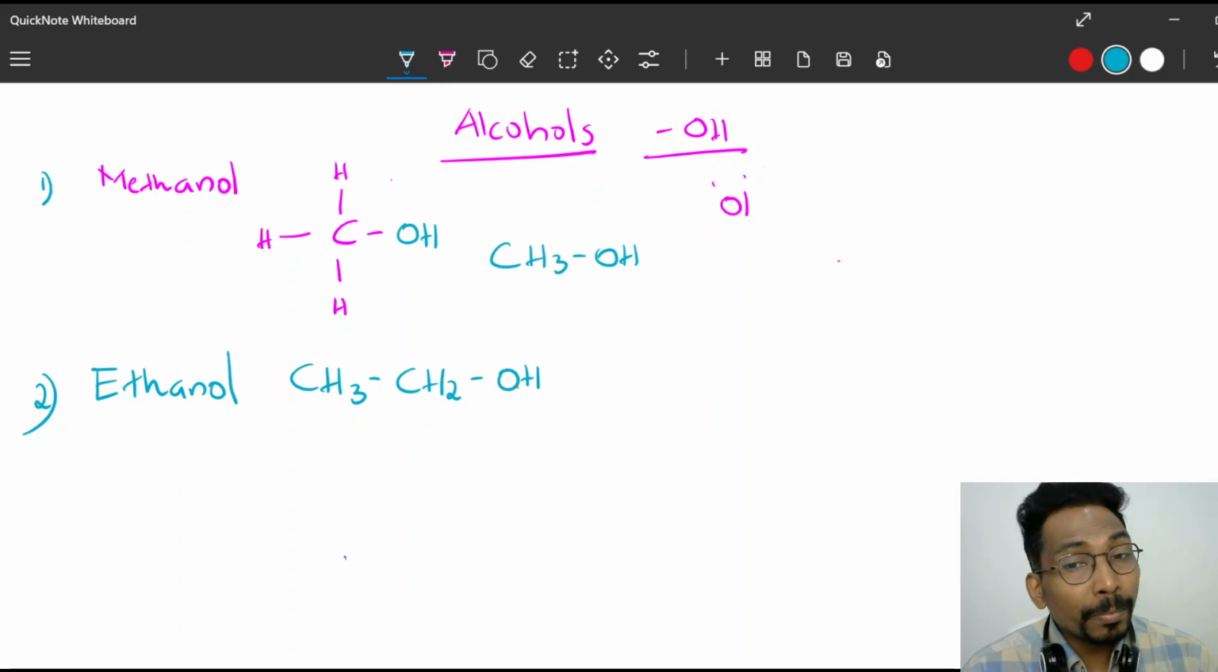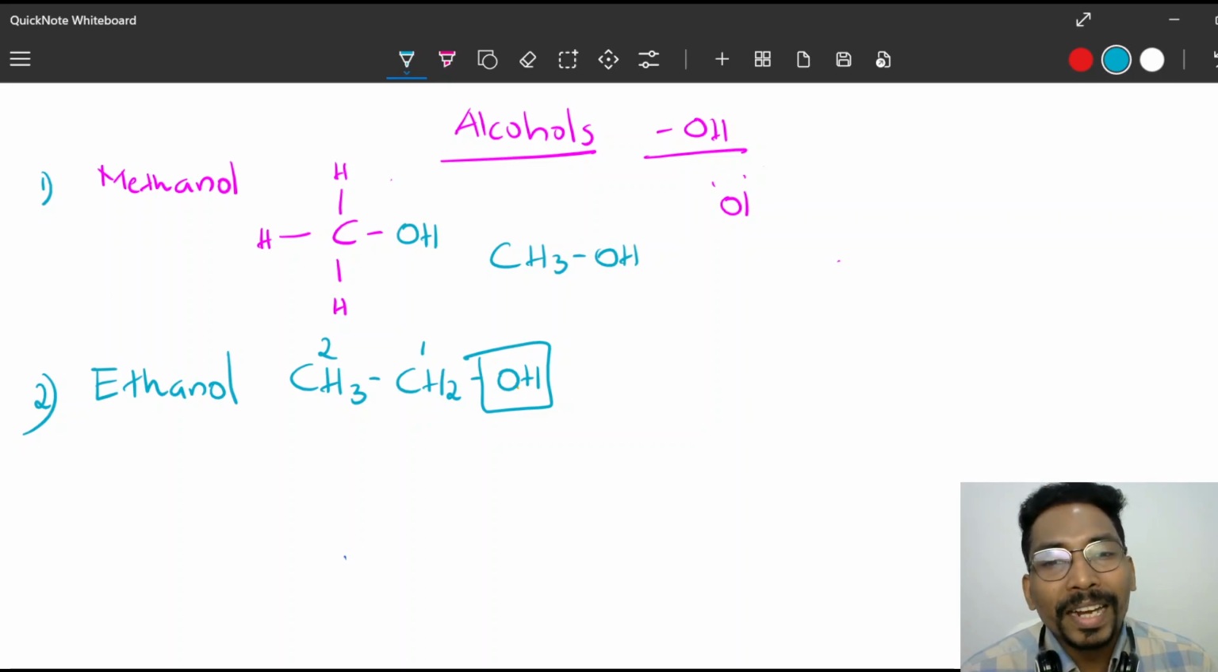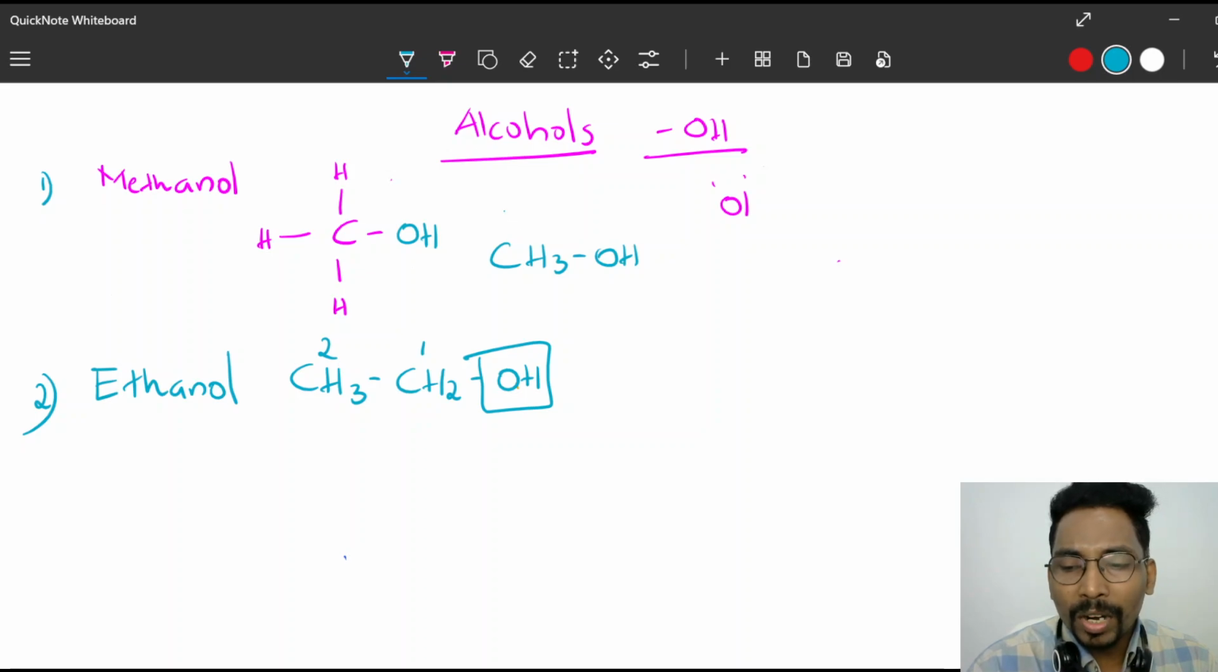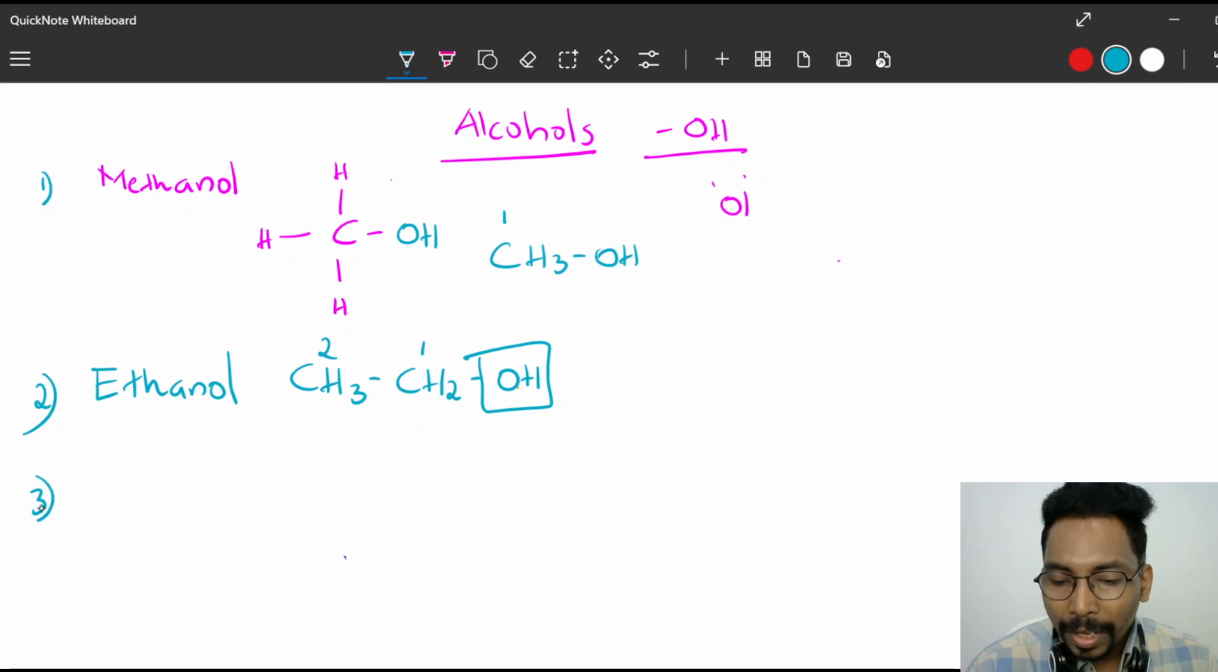You also have to number the carbon atoms, so you can number from here, 1, 2. Why am I starting from this side? Because this is the functional group. You have to start from the side of the functional group, which means you give priority to the functional group. So this is carbon 1. What will be the next one? The third one, propanol.